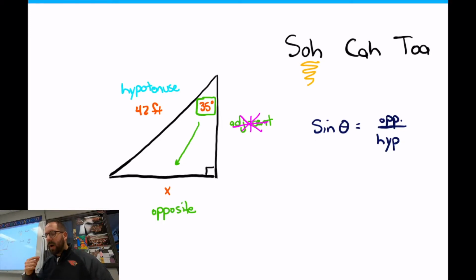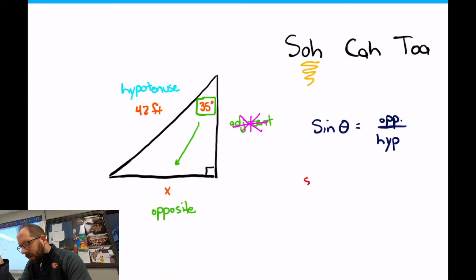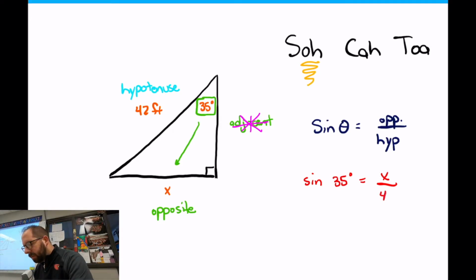Okay, so now I'm going to plug in my numbers or variables. It should be 3 locations. 2 of them should have numbers. 1 should not. So in my case, I do have my angle, so I have my theta. I have sine of my 35 degrees. The opposite is the x, so that's the one item that I'm missing. And then the hypotenuse is the 42. You can put the label on it if you want, doesn't matter. Do you notice that only one location is missing a number? Okay, and we'll do another one of these. We're going to do 2 more that have sine in it, just so you get some practice with it.